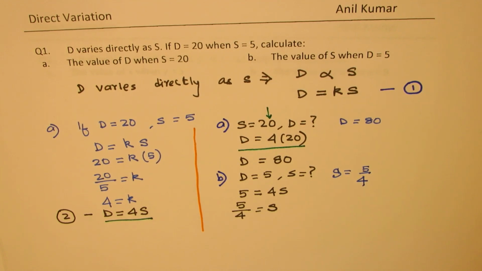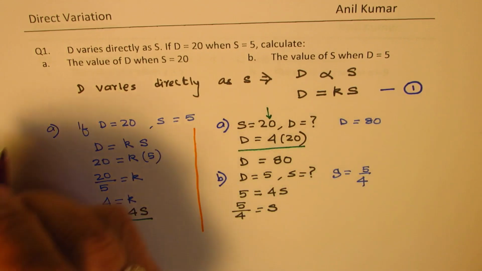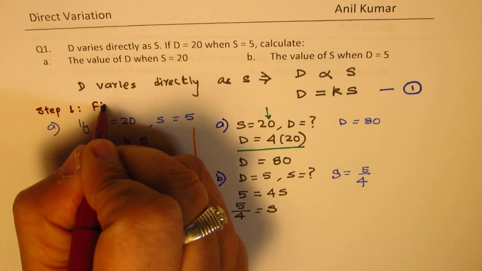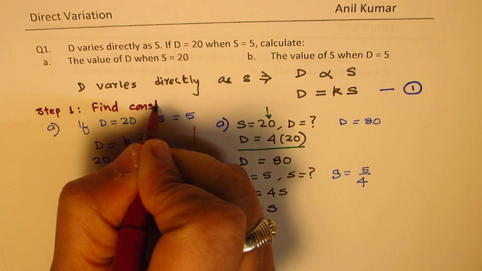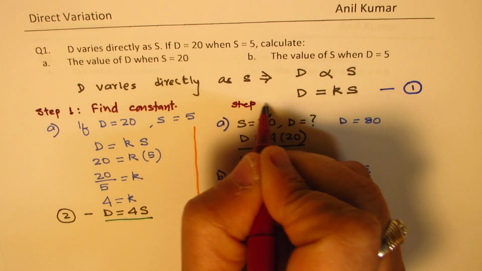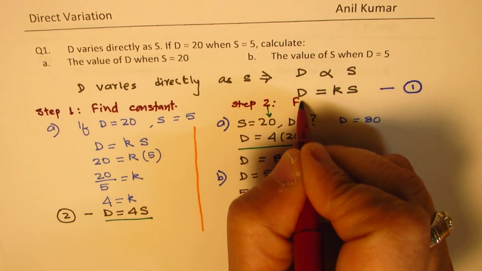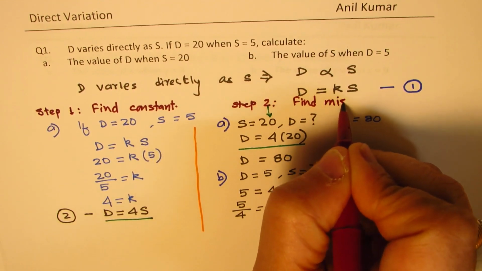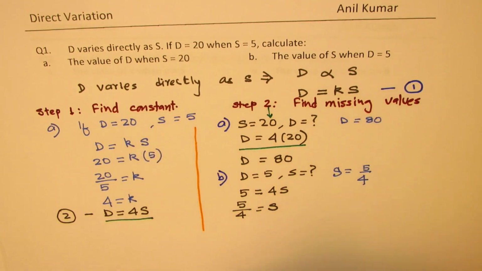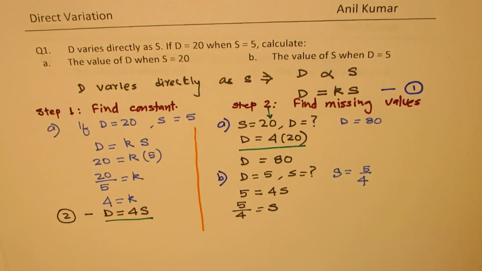So as you can see, the first step is to find the constant, right? So step 1, find constant. And then we do step 2, find values. We'll say find missing values. Is that clear to you? Correct? So we're going to adopt this strategy for all our questions.